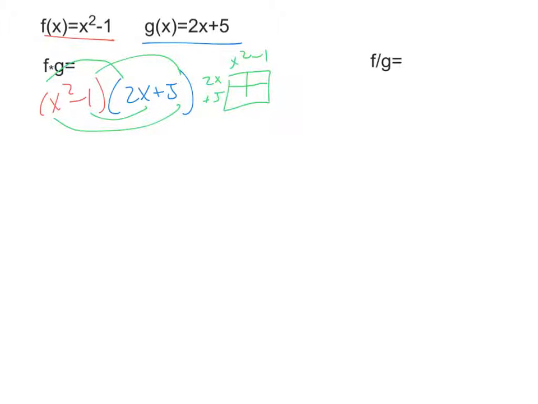So if I do first times first, I get x squared times 2x, so it gives me 2x cubed. If I do outer times outer, I'm going to have x squared times 5, so it's a plus 5x squared. Inner times inner is negative 1 times a positive 2x, so minus 2x. And last times last is negative 1 times a positive 5, or negative 5. You look at this whole thing, I got 2x cubed plus 5x squared minus 2x minus 5.